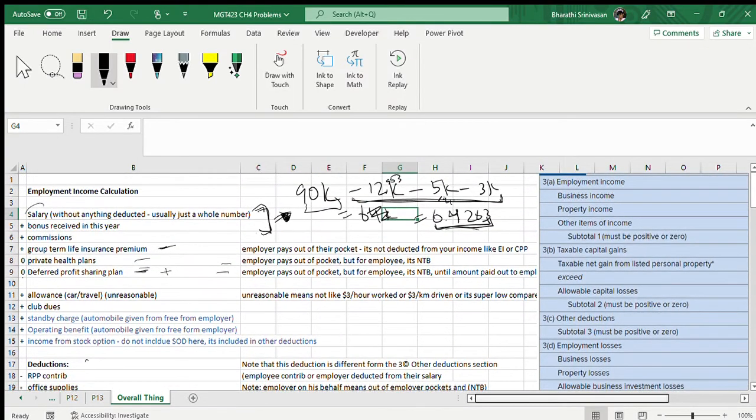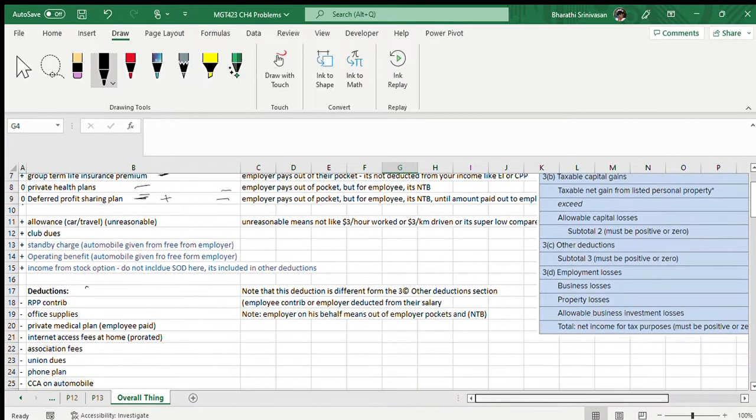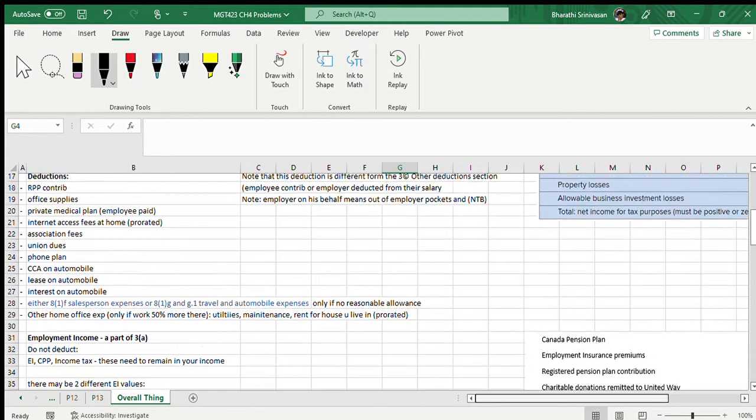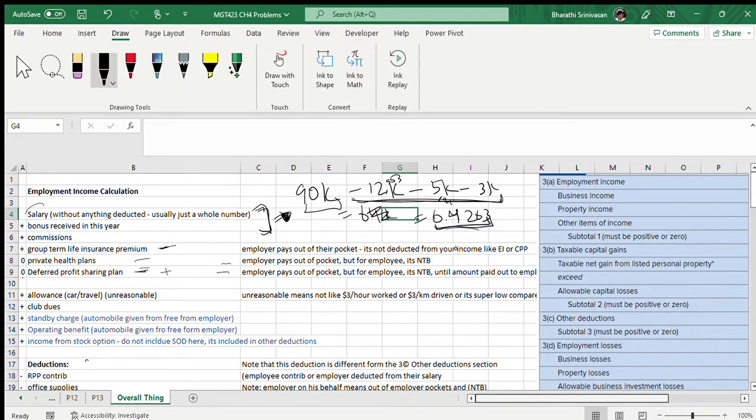So if you ever see EI or CPP, just leave those alone. Those have to stay in your salary. You don't add them or anything like that. The salary over here will already include those deductions, so just don't do anything about it.